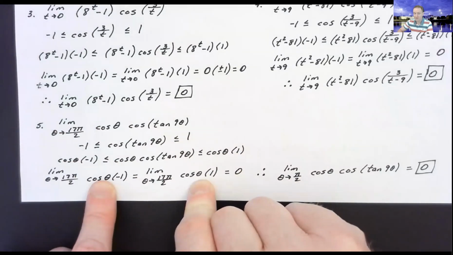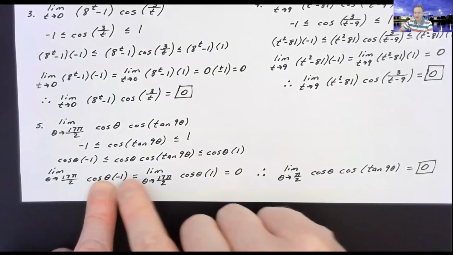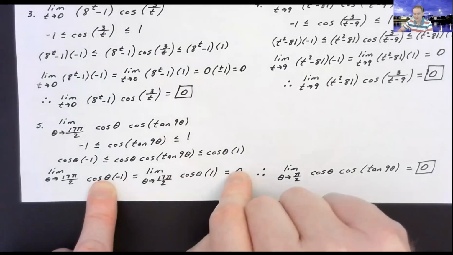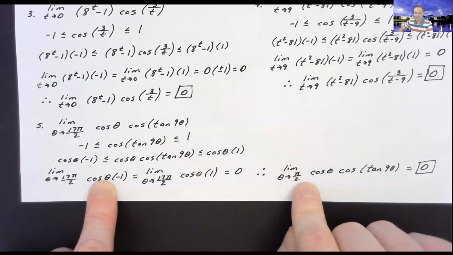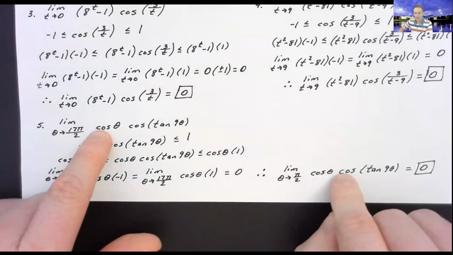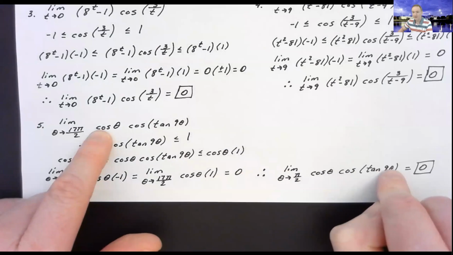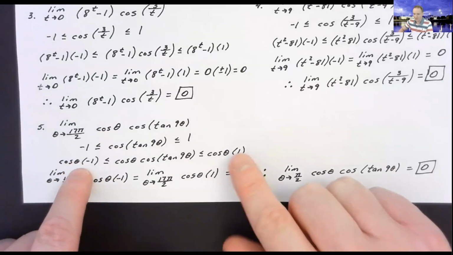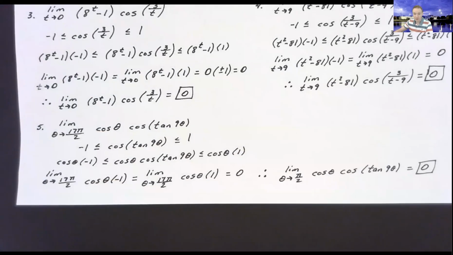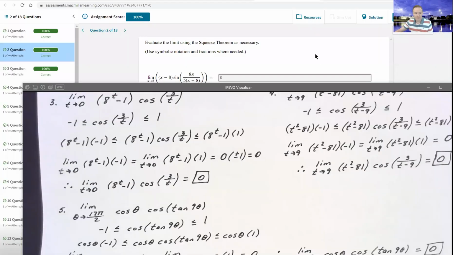pi over 2 becomes 0. 0 times -1 or 1 is 0. Therefore, we can say the limit as theta approaches pi over 2 of the cosine times the cosine of the tangent of theta is also 0. Since it was guaranteed to be in between that small and large function, those two had the same limiting value. Thus, the limiting value of what we were looking for also had to be 0.